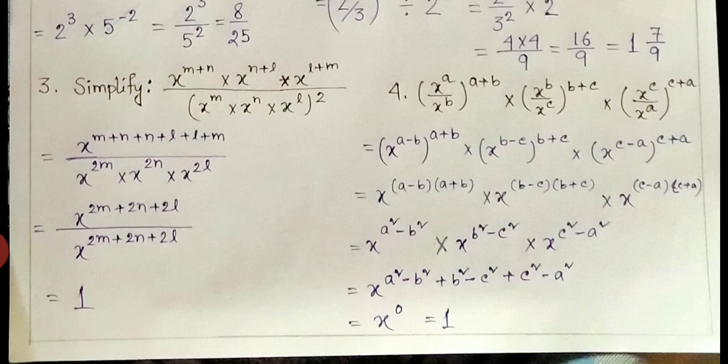You can see this is the formula of a square minus b square. So this is expressed as a square minus b square, in the second term b square minus c square, and in the third term c square minus a square. Now see, all the bases are the same, so the base remains the same and the powers are added, and we get x to the power 0. You know anything to the power 0 is equal to 1, so x to the power 0 equals 1.